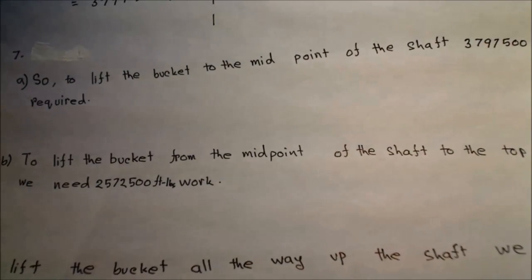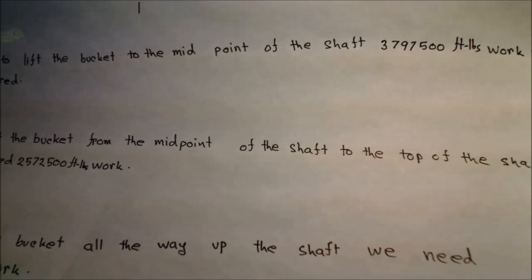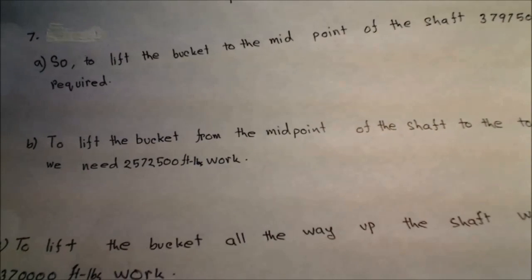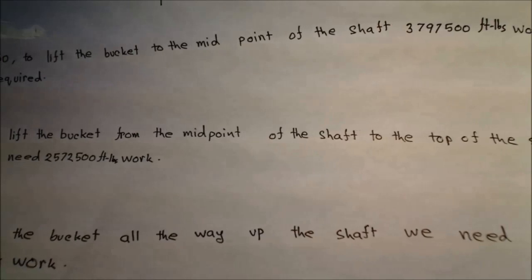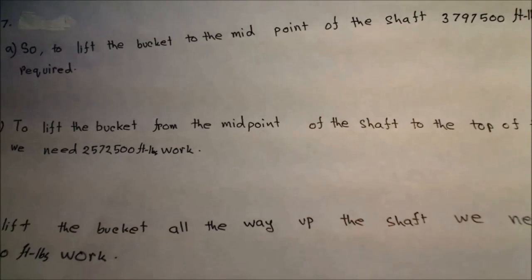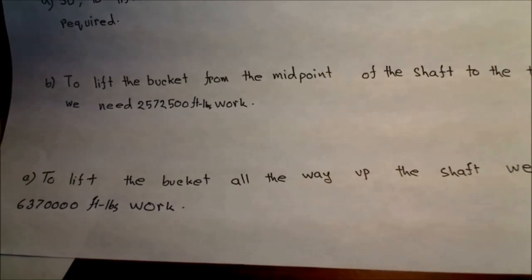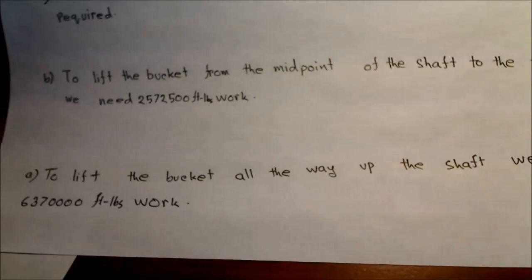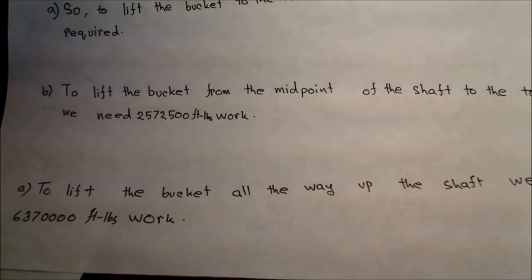To lift the bucket to the midpoint of the shaft, we need 3,797,500 foot-pounds of work. For part B, to lift the bucket from the midpoint of the shaft to the top of the shaft, we need 257,500 foot-pounds of work. And to lift the bucket all the way up the shaft, we need 637,000 foot-pounds of work.